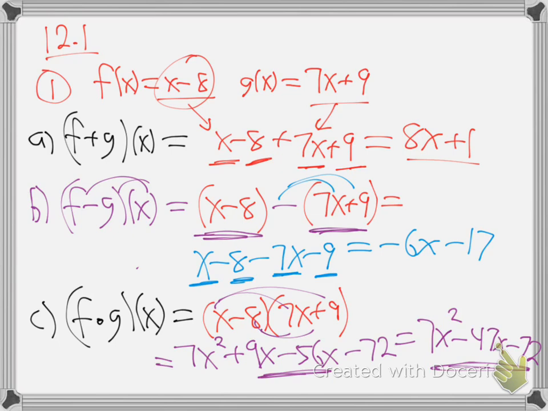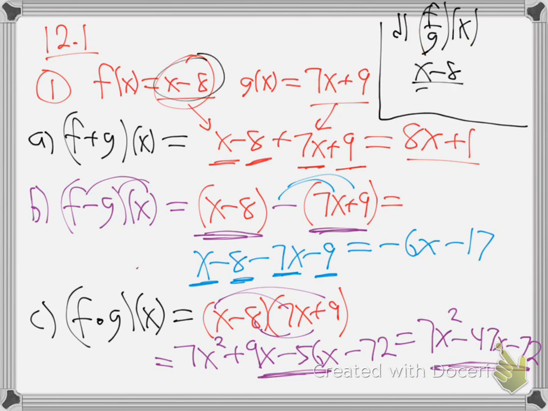Finally, part D is actually going to be the easiest of all. You're just going to divide them. Here, let me just squeeze it up here. There's nothing you can really do. So D says put f over g of x. Divide them. So you just go, okay, x minus 8 over 7x plus 9, done. There's just no simplification possible. So that's part D. I just divided the two of them, and there's nothing you can do to clean that up.